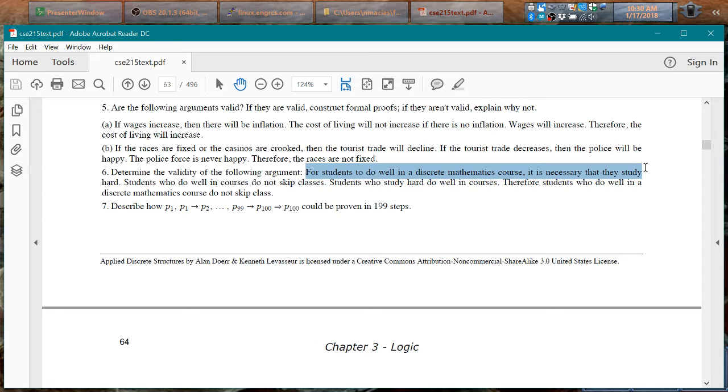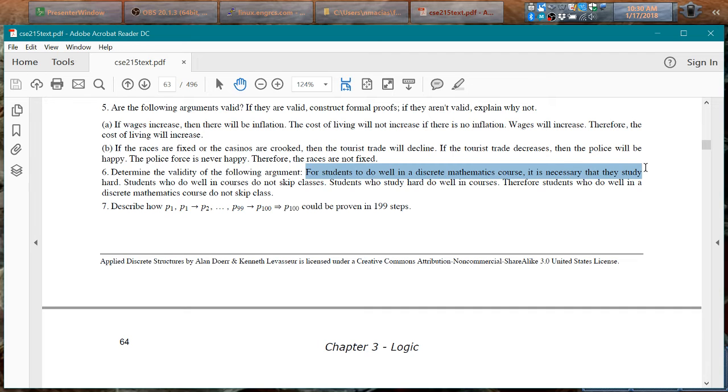So the wording here might be deliberately confusing, or it might just be sloppily written. But students who do well in courses do not skip classes. That means if you do well in classes, you do not skip classes, right? Okay, so if you do well in discrete math, you do well in courses, right? I think those are the same proposition, right? Since discrete math is a course.